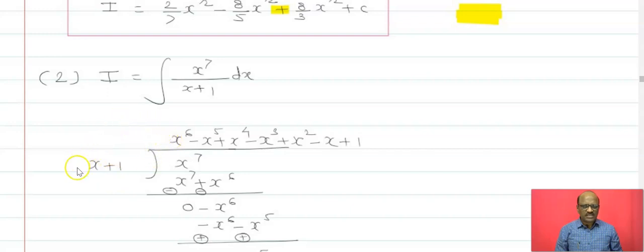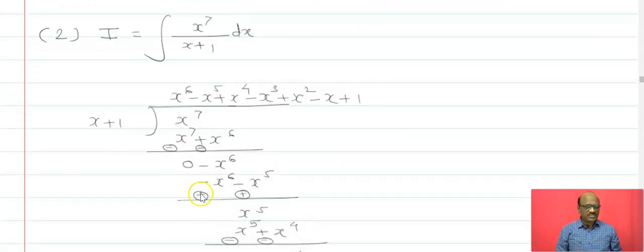Multiplying x raised to 6 by x gives us x raised to 7, and 1 into x raised to 6 gives x raised to 6. Again, when we take the division and subtract, x raised to 7 gets cancelled, and you will get minus x raised to 6. Again multiply x by minus x raised to 5, then you will get minus x raised to 6 and minus x raised to 5 into 1, that is minus x raised to 5.